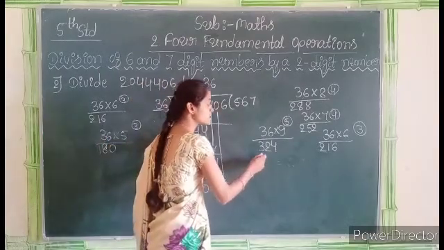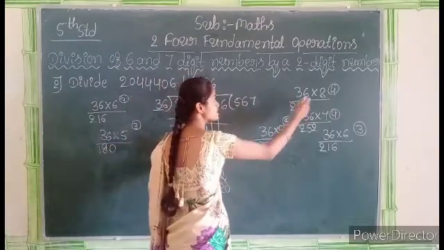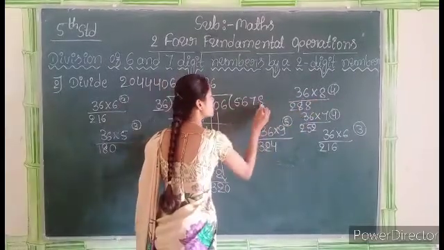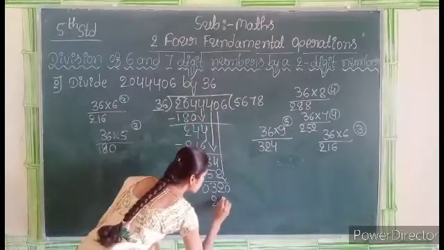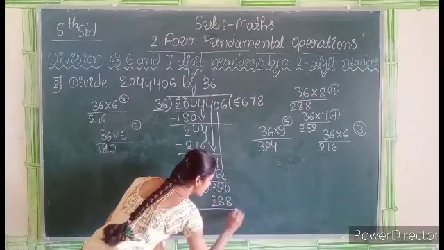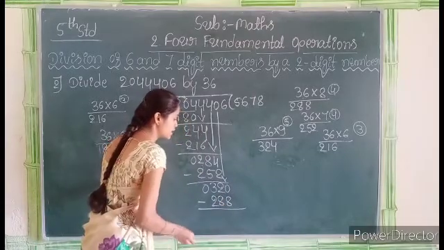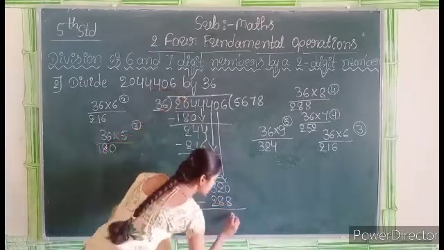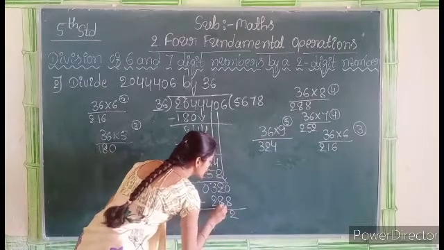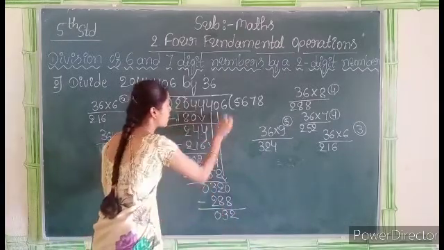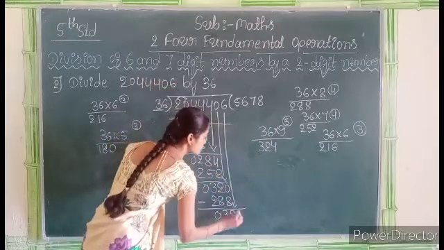So let's check with 36 8s. 36 8s are 288, right? And here 8 is the quotient, then 288. Now we have to subtract 288 from this 320. 10 minus 8, that is 2. 11 minus 8, that is 3. 2 minus 2, 0. Now we have to bring down this 6.